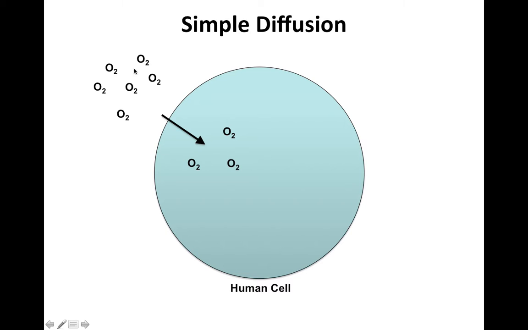That way you continue to maintain this gradient and oxygen just continues to be able to simply diffuse into the cell moment by moment. Again, there's no ATP required for this process. It is passive, and that is because, again, it's the concentration gradient that is driving the direction of movement.